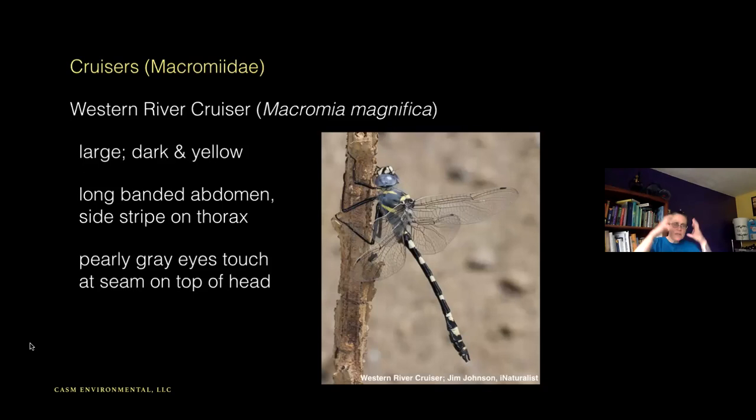The abdomen sort of flares a little bit towards the end, especially in the males. It's arched a little bit when it perches or flies. Again, not most likely to see, but one that is in the county, you might see it at other sites.